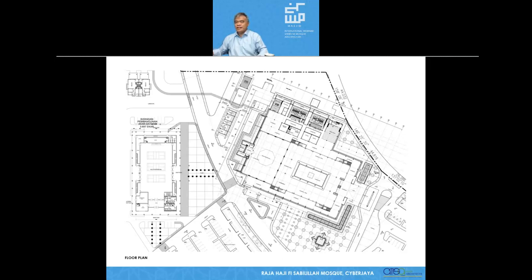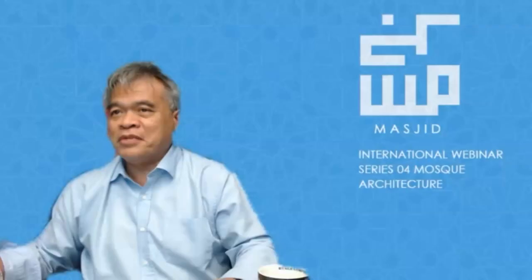And on the left hand side is the multi-purpose hall, and on the bottom is the Islamic garden. Because one thing that the Sultan of Selangor wanted is that before you enter the mosque during Ramadan, people can hang out under the minaret.